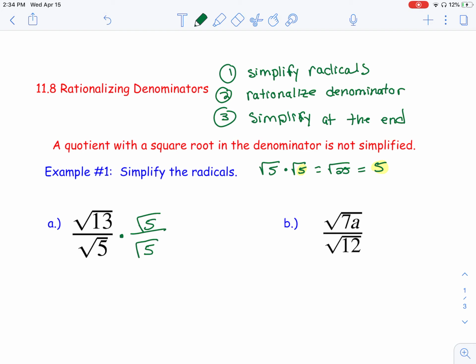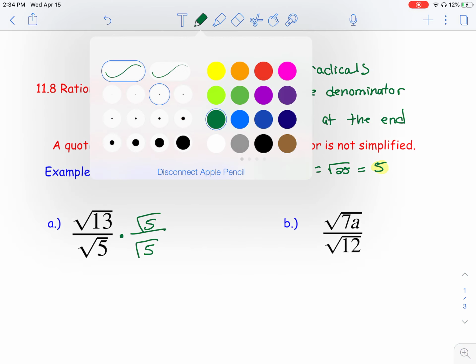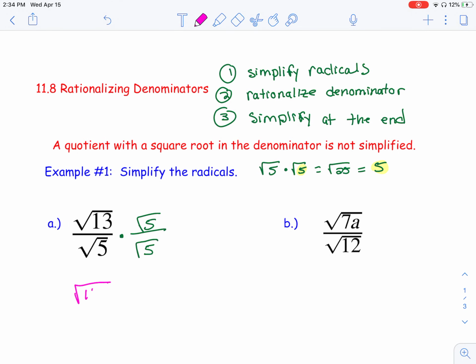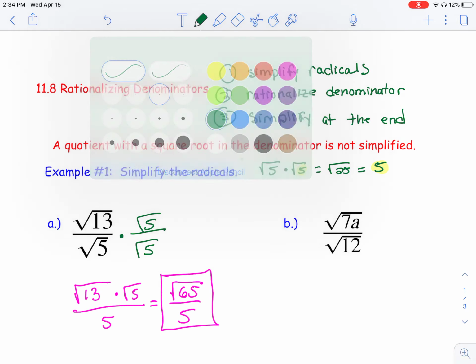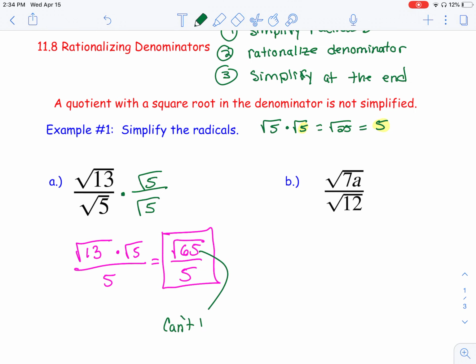That's just like multiplying the fraction times 1, right? Radical 5 over radical 5 simplifies down to 1. So I'm going to multiply the bottom by radical 5 and the top by radical 5. What does that give me? The top is going to give me radical 13 times radical 5. The bottom is going to give me radical 5 times radical 5, which is radical 25, so it just gives me 5. So I end up with radical 65 over 5. And that's my final answer because radical 65 can't be simplified. So this can't be simplified, and so my answer is in the simplest form. So my final answer is radical 65 over 5.